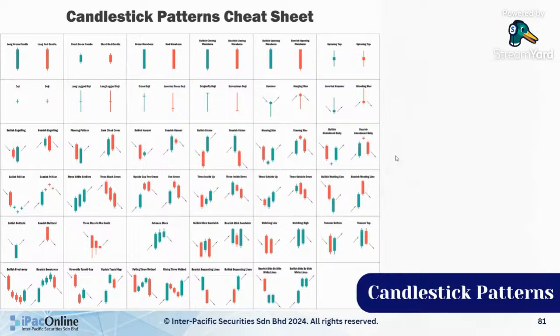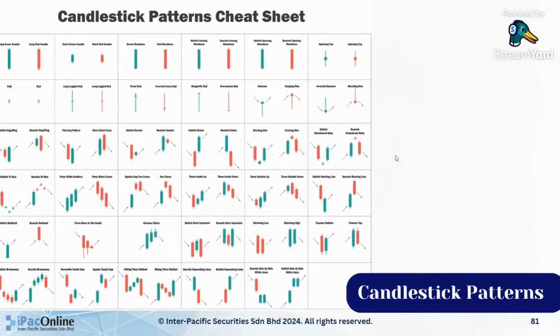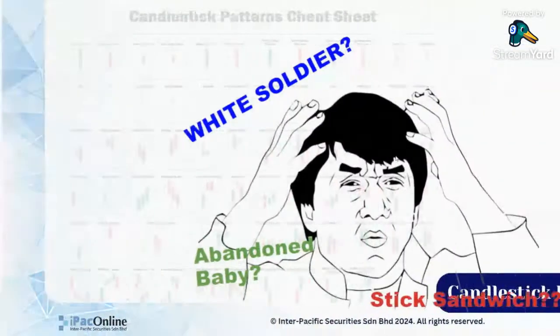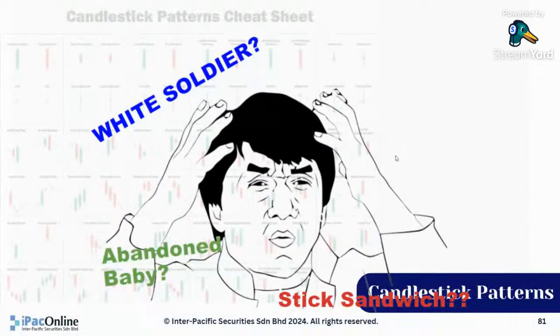Basically, I won't be going through every single one of them, but I will be sharing with you guys how to look through some of the important ones. Because many will be saying, wow, what are all these patterns? What abandoned baby, what stick sandwich, what bullish kicker, what star here and star there, what soldier, what crow. There are so many fancy names, so many different candlestick patterns over there. And really, we do not need to memorize all of it.